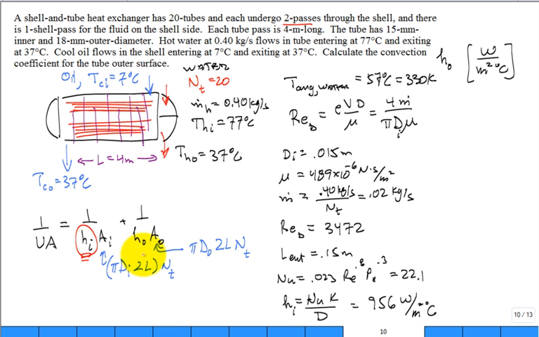We're looking to calculate h naught. Everything in this equation I know except for UA. How am I going to calculate UA? Let's go ahead and use the effectiveness-NTU method. So I'm going to have to make some more room here. I'm sorry, I'm just going to have to add another sheet, okay?